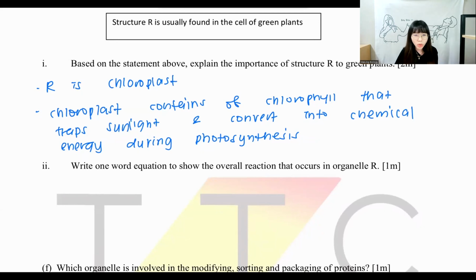Okay, write one word equation. The key word here is a word equation. Word means what? It means you cannot write H2O. You have to write water. Cannot write CO2. You have to write carbon dioxide.